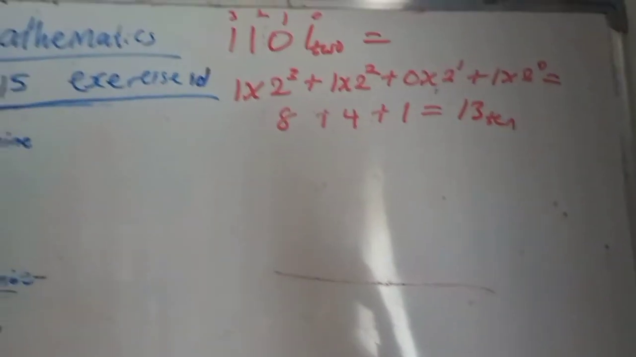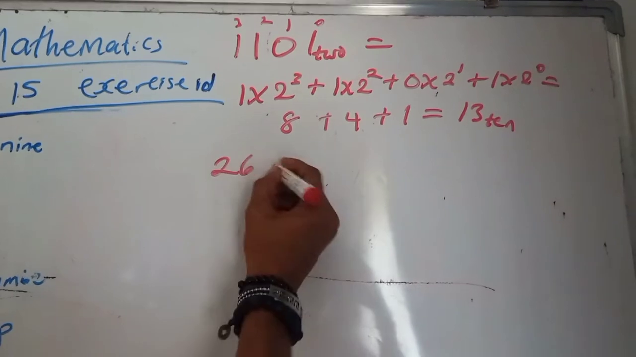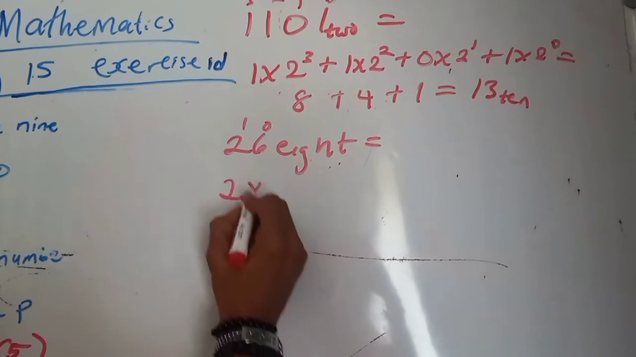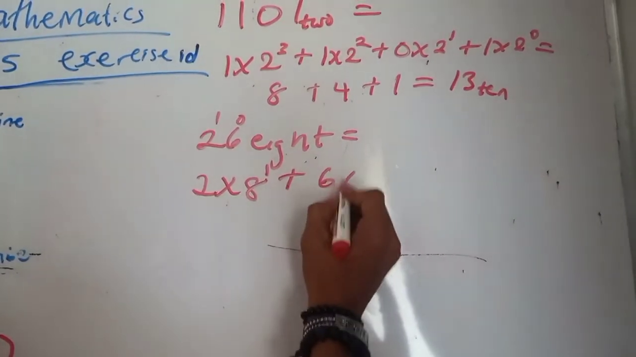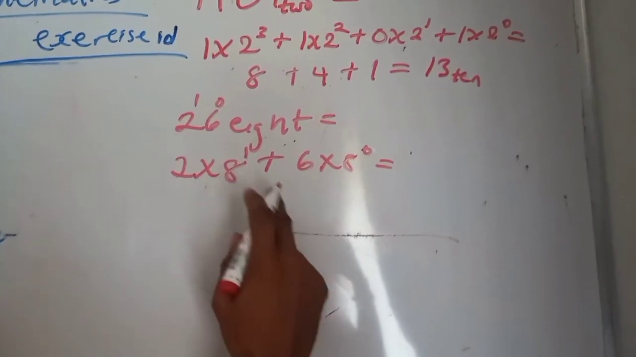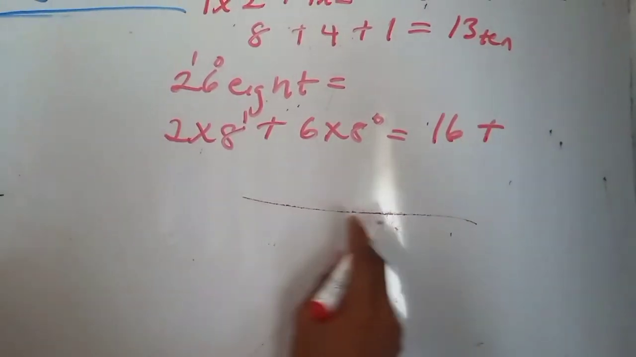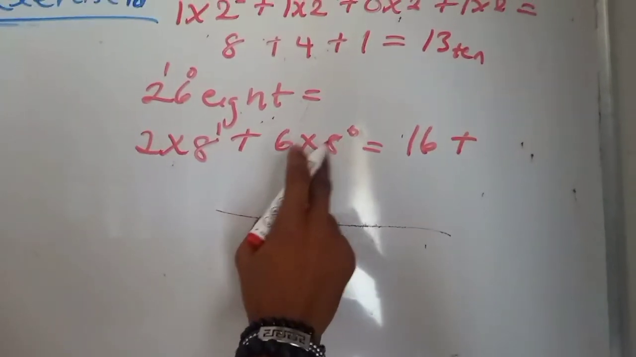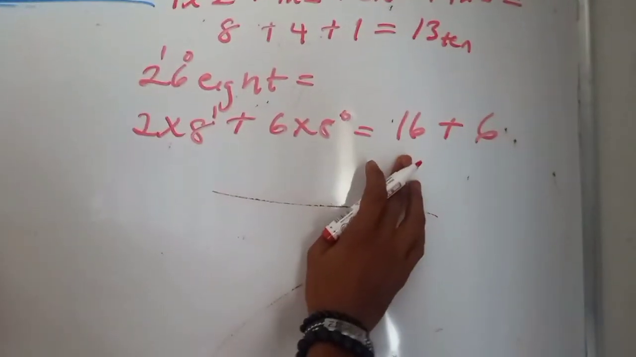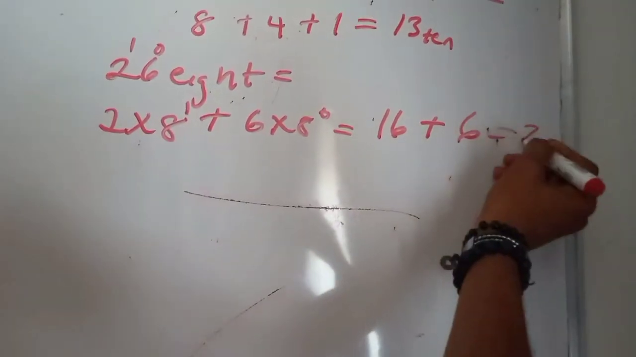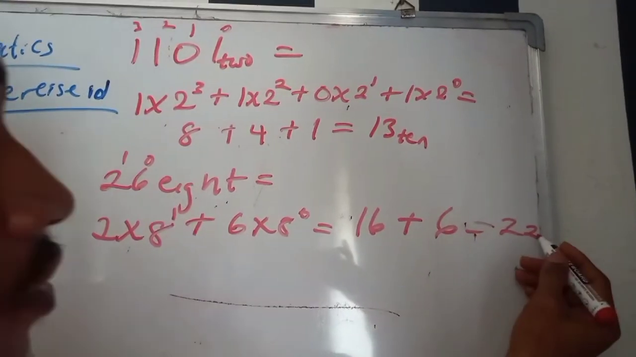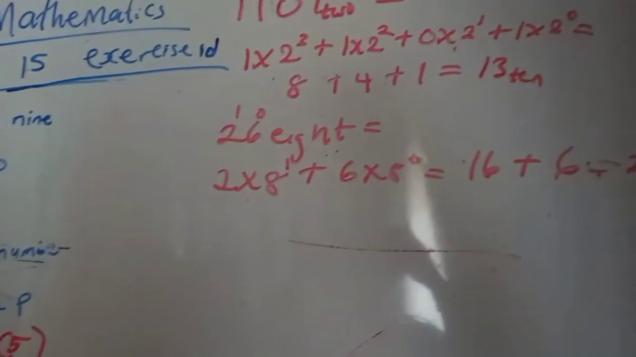So we go to the next one, which is 26 base 8. Naming the positions 0, 1: 2 times 8 to the power 1 plus 6 times 8 to the power 0. 8 to the power 1 is 8, and 8 times 2 is 16. 8 to the power 0 is 1, and 1 times 6 is 6. So 16 plus 6 is 22, base 10.